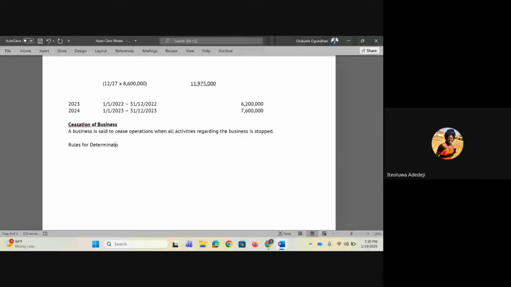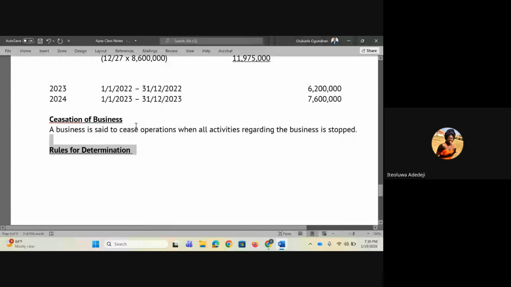So the rule here, can you zoom out? Say that again. Please, can you zoom in or zoom out a bit? I don't know. Better now.